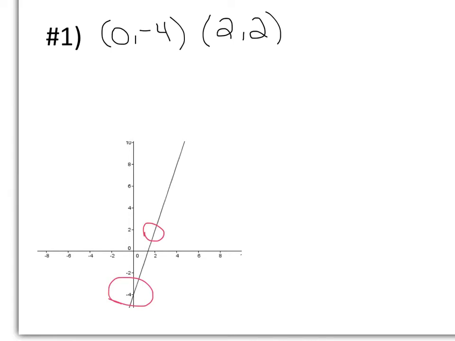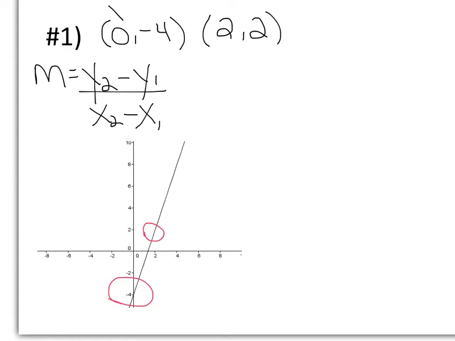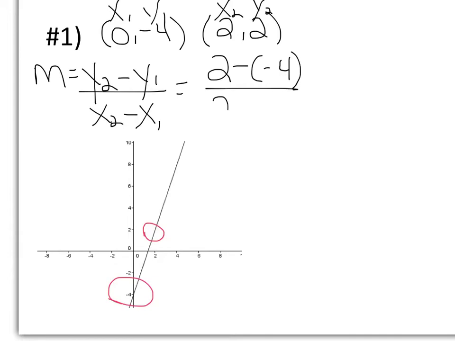Okay, now that you have 2 points, you need to plug into the formula for slope, which is m equals y2 minus y1 over x2 minus x1. So I label each point, and then I plug in. y2 is 2 minus y1 is -4 over x2 is 2 minus x1, which is 0. Here you're going to add a line, change the sign, and you get 6 over 2, which is 3.